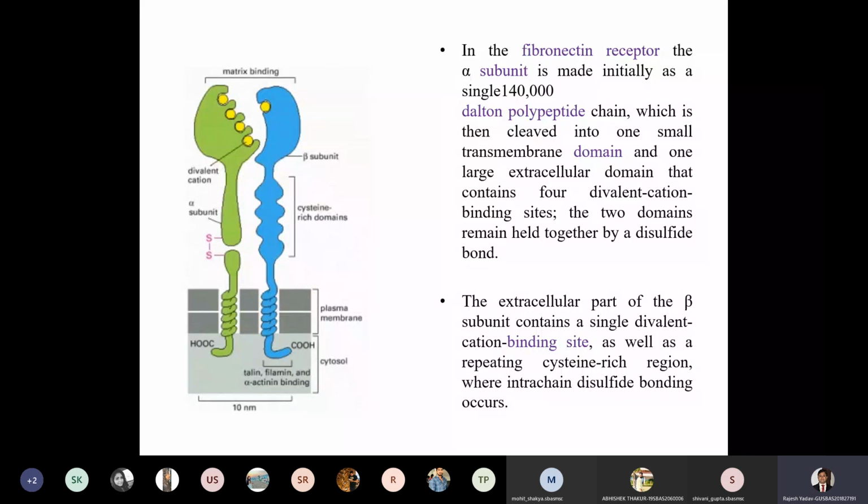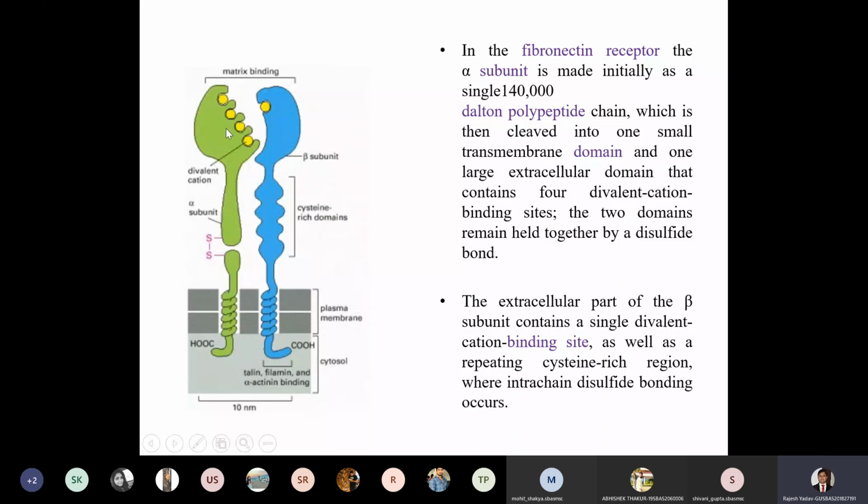So in the functional activity, some ions are required for the binding of the alpha unit. These are shown in yellow color. These are divalent ions like calcium and magnesium ions. So for the functioning of this integrin unit, the divalent ion is required. Four ions are required for the alpha unit, while one ion is required for the beta unit, for example in this fibronectin structure. But this number of ions may be different in different types of integrin.